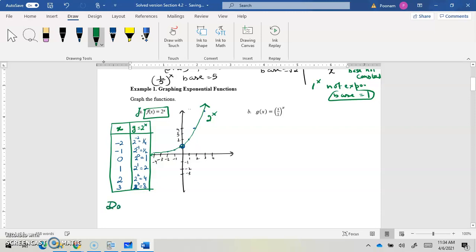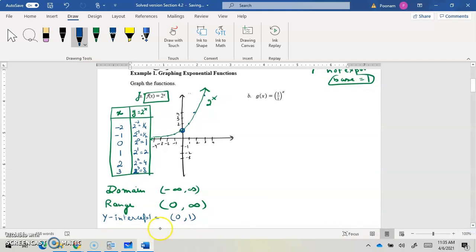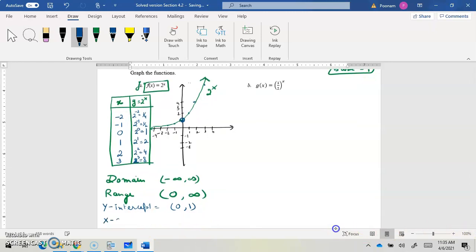So I'm going to say the domain of this function is all real numbers, negative infinity to infinity, because domain is x values, and this function is defined for all x values. Range is y values. It is always staying above 0 and then it is approaching towards infinity. It is never taking the 0 value, but it is staying above. The y-intercept is at 0, where the y value is 1. The y-axis intercept is always at 1. And the x-axis is looking like an asymptote. The x-axis is a horizontal asymptote.